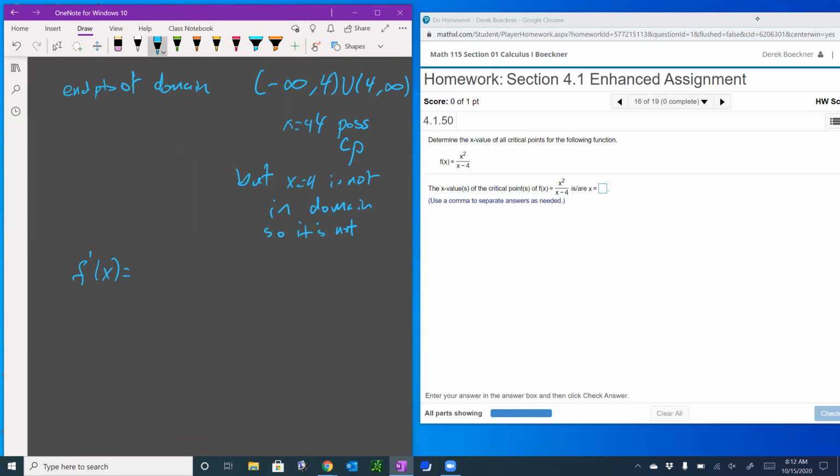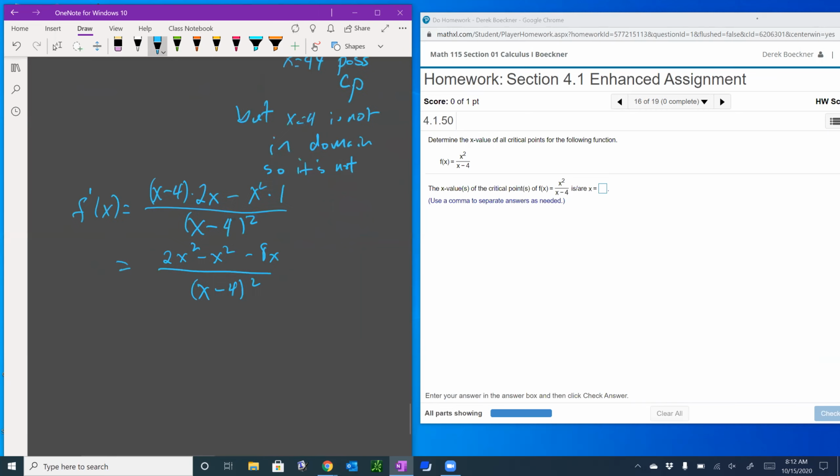Well, I got a quotient rule going on, so I got to go x minus 4 times 2x minus x squared times 1 over x minus 4 squared. That's just my quotient rule. Okay. And then if I expand that out, I get 2x squared minus an x squared minus 8x over x minus 4 squared.